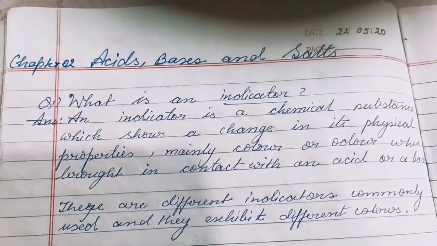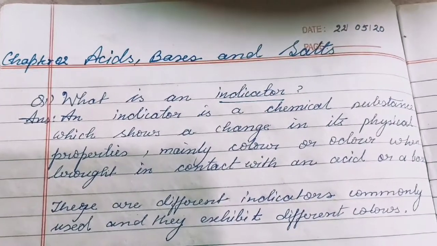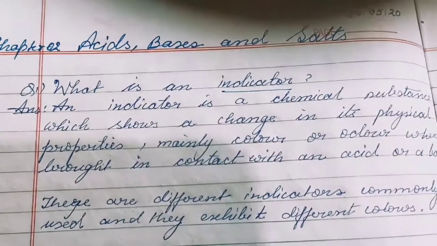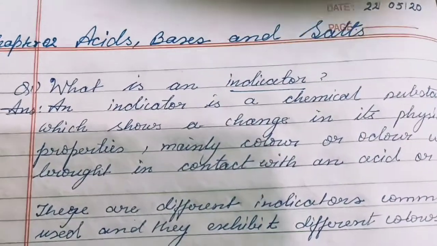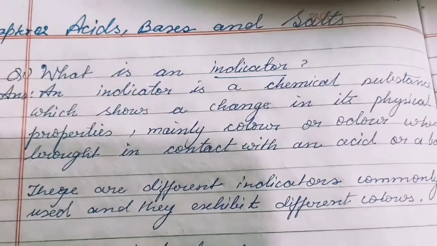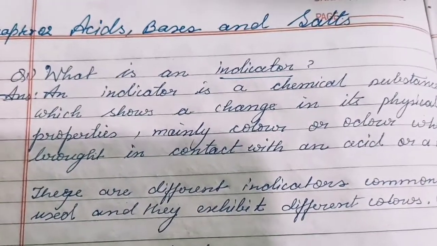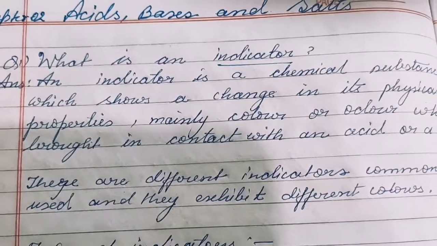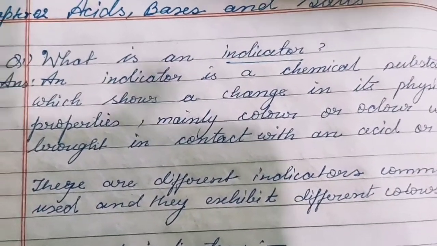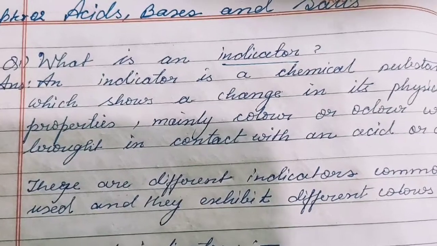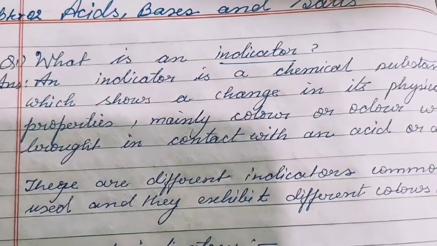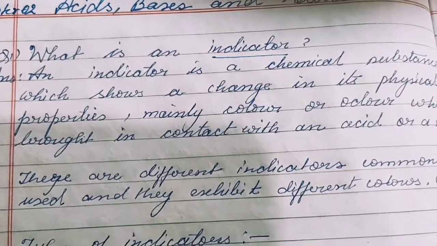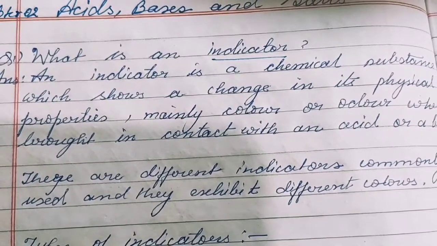Okay, so first of all, before discussing about acids, bases and salts, we will discuss about indicator. Students, indicator is a very important term from this chapter. Many questions come in board exams related to indicators. So students, what is an indicator? An indicator is a chemical substance which shows a change in its physical properties, mainly color or odor, when brought in contact with an acid or a base.